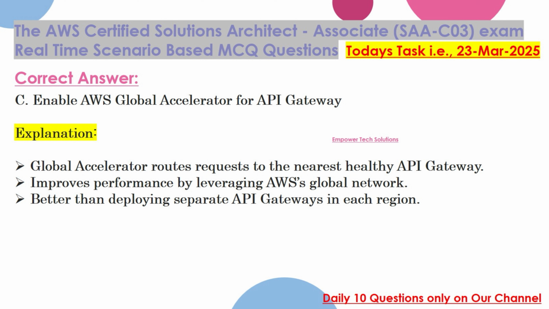Correct answer: C. Enable AWS Global Accelerator for API Gateway. Explanation. Global Accelerator routes requests to the nearest healthy API gateway. Improves performance by leveraging the AWS global network. Better than deploying separate API gateways in each region.